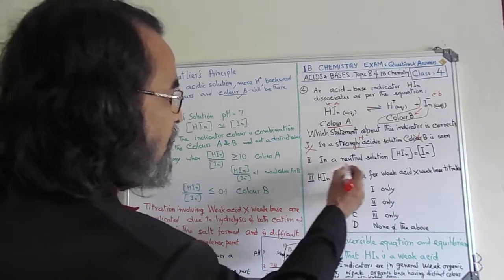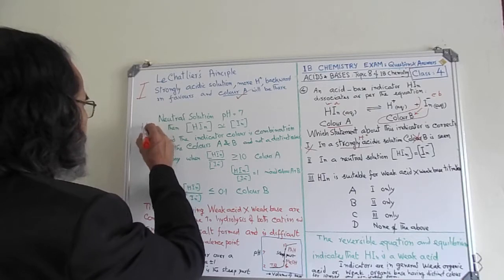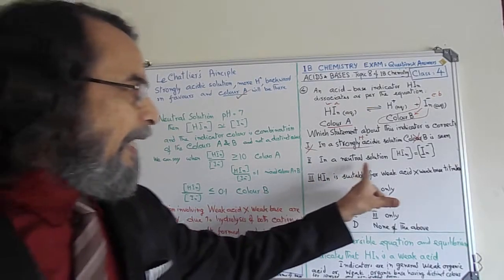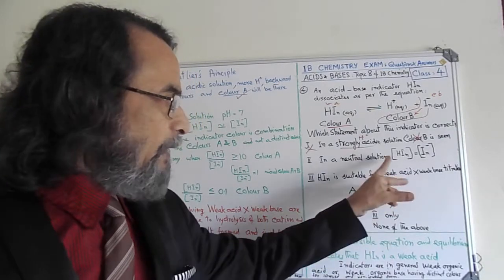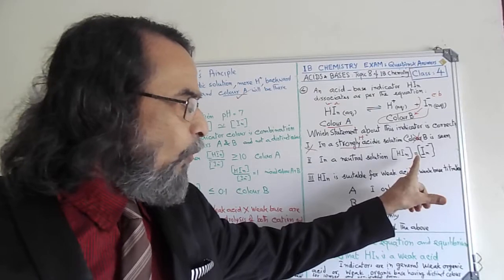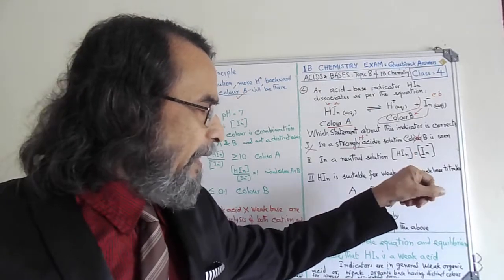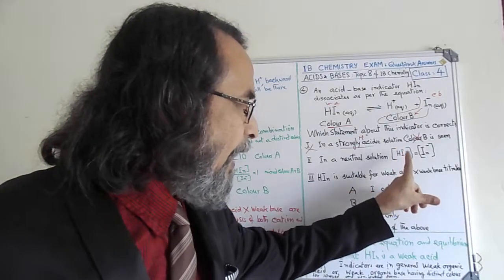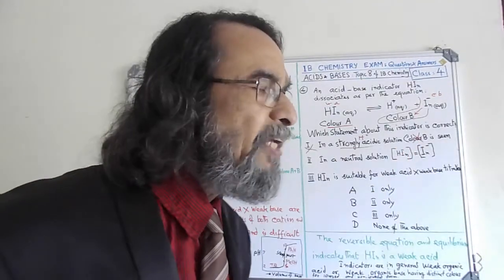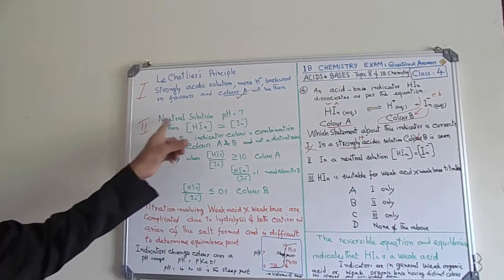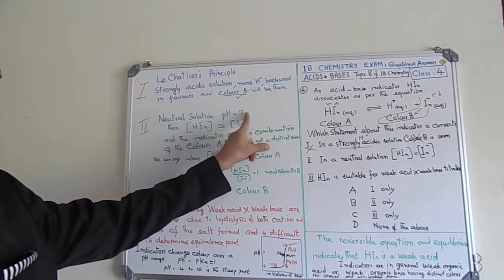And let us see what the second option is. In a neutral solution, the statement is that the concentration of HIN will be equal to the concentration of IN minus, or in short, the concentration of indicator and the concentration of the conjugate base will be equal. Let us think about this. A neutral solution itself indicates that pH is equal to 7.